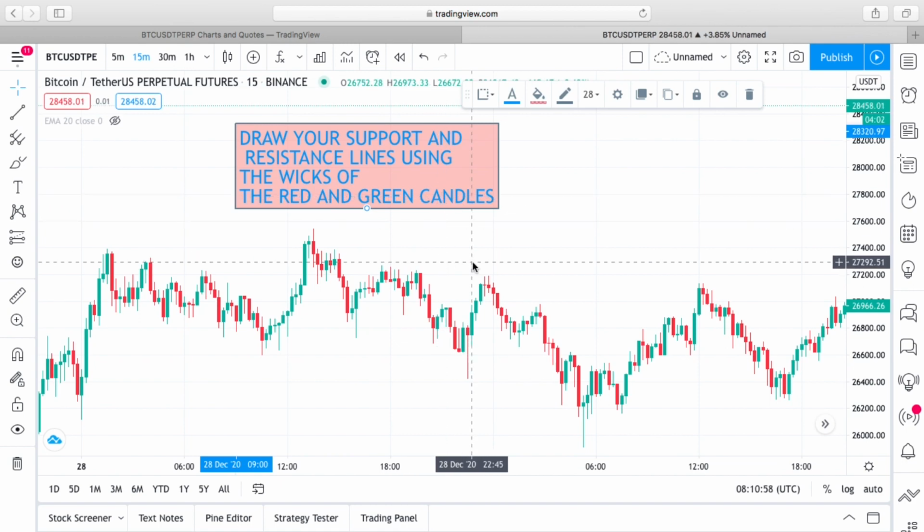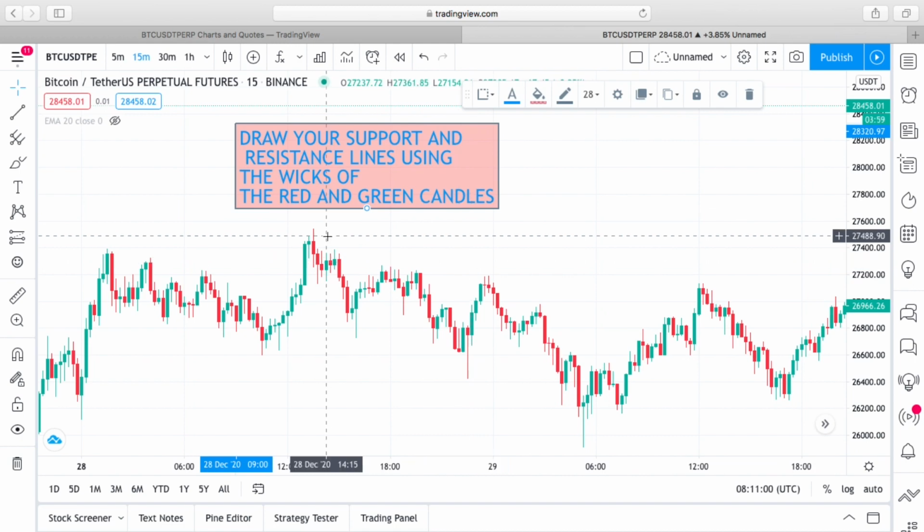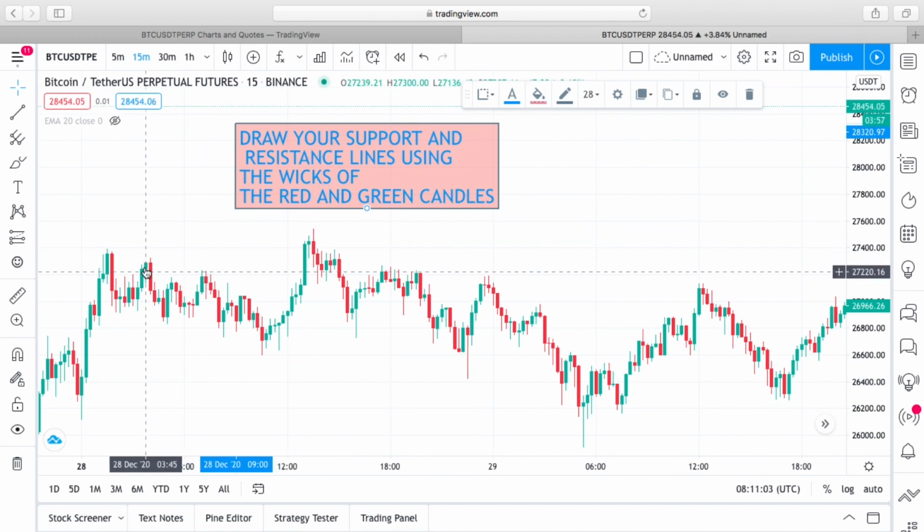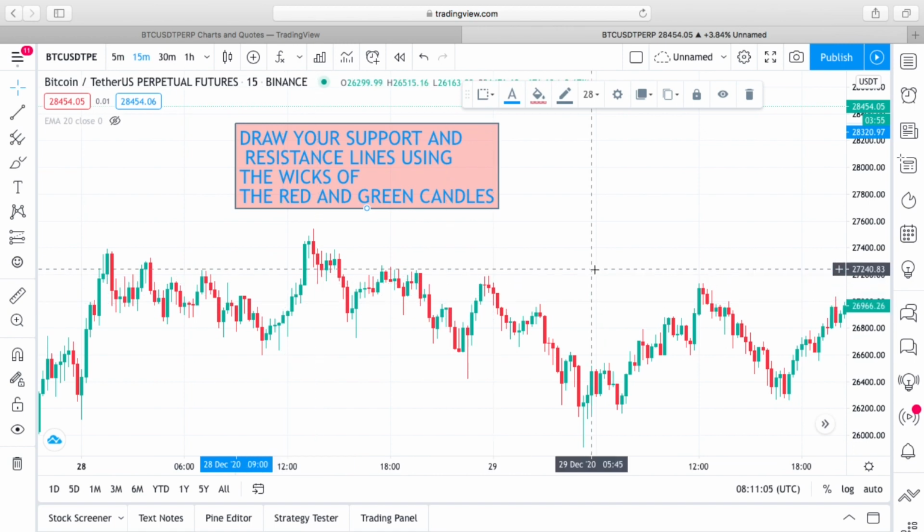So now it's not just about using the wicks. Remember, the wick is this, the wick is this. It's not just about using the wicks of the red and green candle. Now you have to understand where the support is and where the resistance is. Very important, very easy. I make it very easy for you.